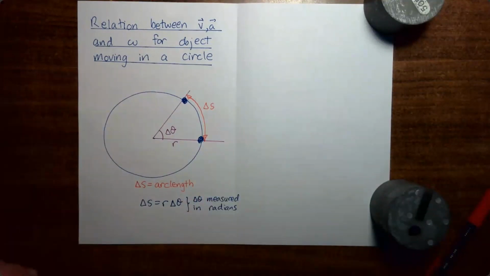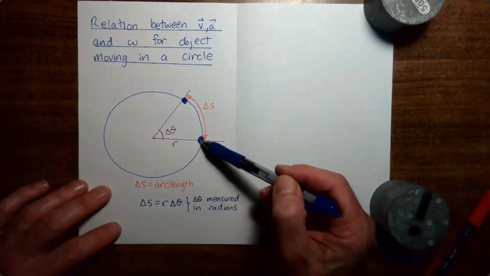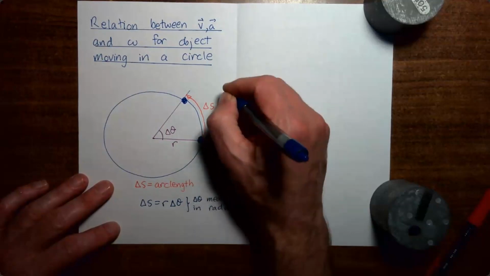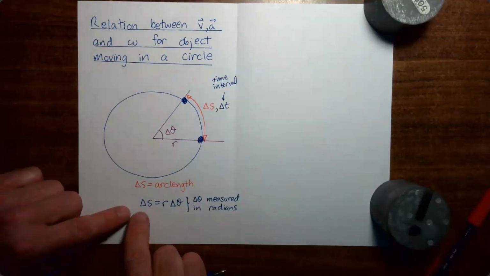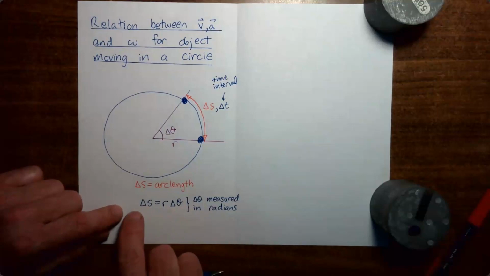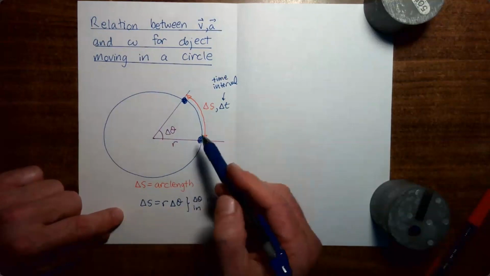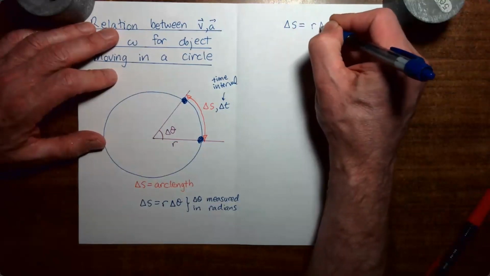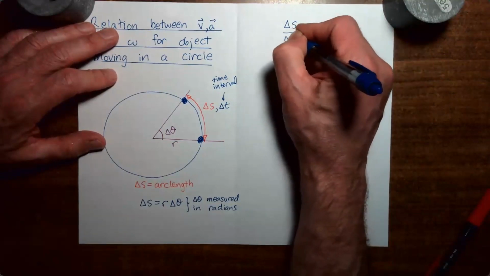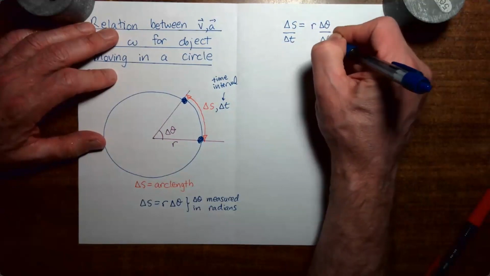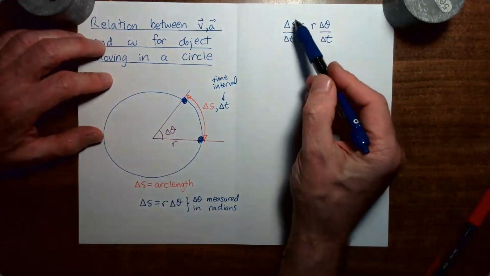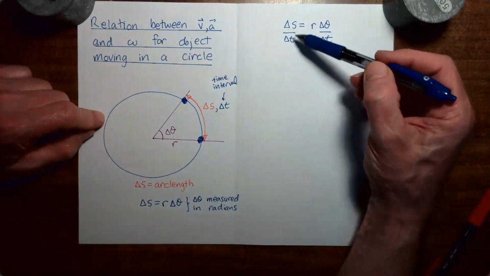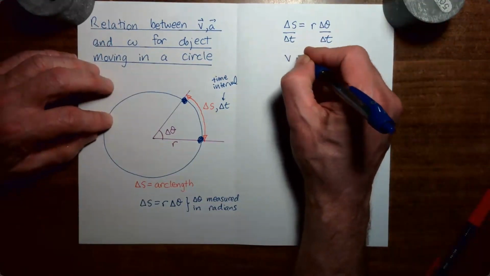Let's also suppose that the time needed for that object to get from here to here is delta t. Now let's take this equation over here, delta s equals r delta theta, and divide both sides by the time interval. Now what do we have over here on the left side of the equation? Well, this is distance over time. This would be the speed of the object.